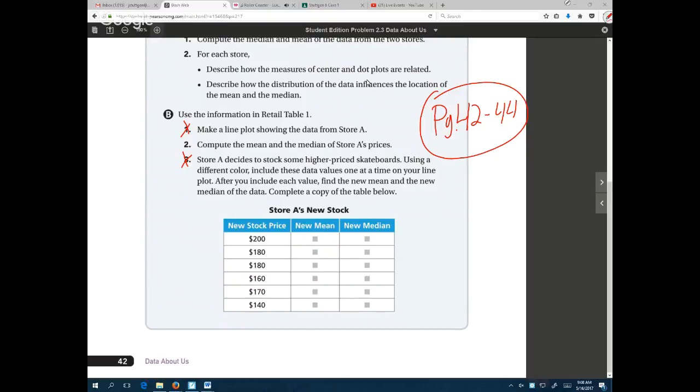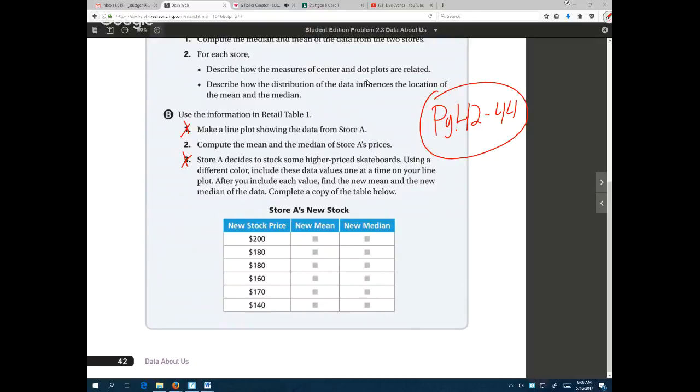I'm playing right now. What do you have to do first? Oh, yeah. You have to find the mean. You have to use this step first. First thing, you have to find the mean and median.